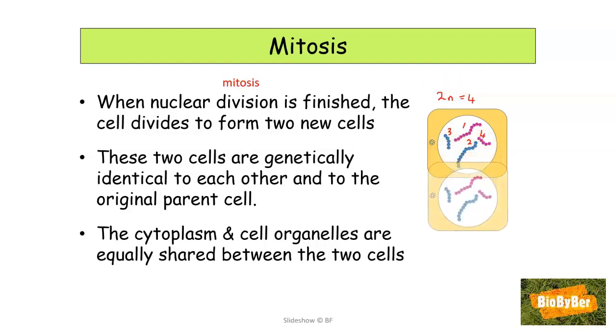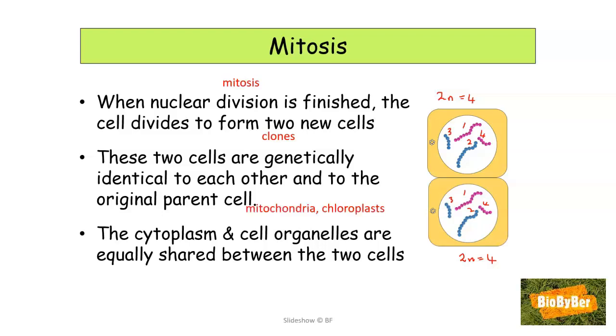The two new cells will be identical to each other and to the parent cell. So again, we're going to have 1, 2 long chromosomes, 3, 4, 2 short ones. So the diploid number is 4, meaning that there are 4 chromosomes in the cell existing in pairs, 2 short ones and 2 long ones. The cytoplasm and the cell organelles will be equally shared between the two cells. Cell organelles are structures like mitochondria and chloroplasts.